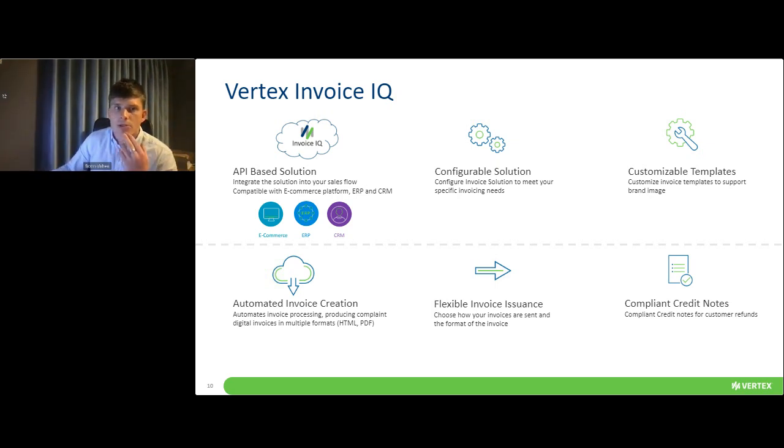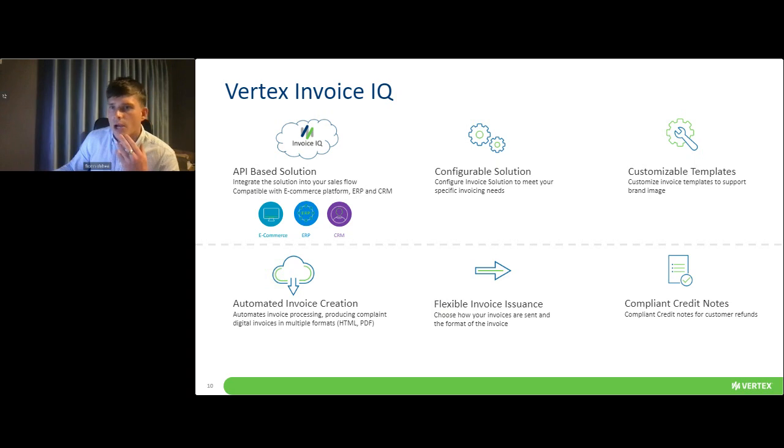Again, a big part here, so the API based, it's really automating that invoice process. So adhering to the various different regulations around invoicing, but instantaneously producing an invoice with no manual interaction so that you can automate that invoicing process as part of your sales journey. Again, I mentioned that flexible issuance of invoices as part of the configuration.